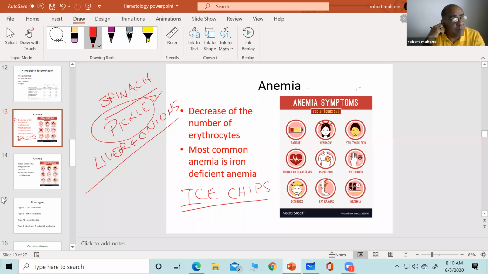Because remember, the baby has to produce billions of red cells. And where are they going to get the iron from to do that? From you. So the baby's taking your iron. And as a result, you need to replenish that.